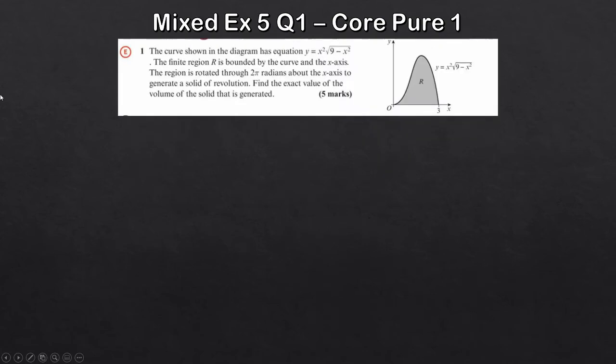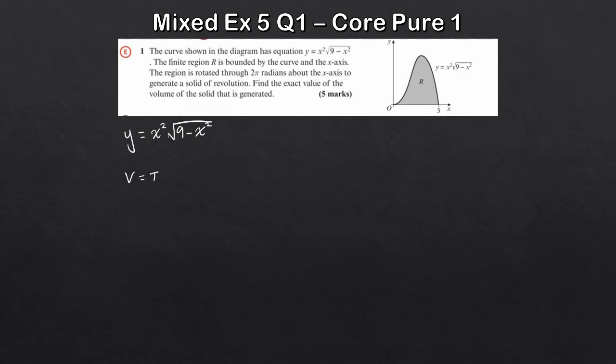I think we're on to the final question here. This is from the mixed exercise 5, question 1. So this one, again, is just a quite nice basic one. So we've got this equation, y equals x squared times the square root of 9 minus x squared. And what we're rotating it about, so we're doing it about the x-axis. So another one about the x-axis. So y is equal to x squared times the square root of 9 minus x squared. So let's use the formula now.